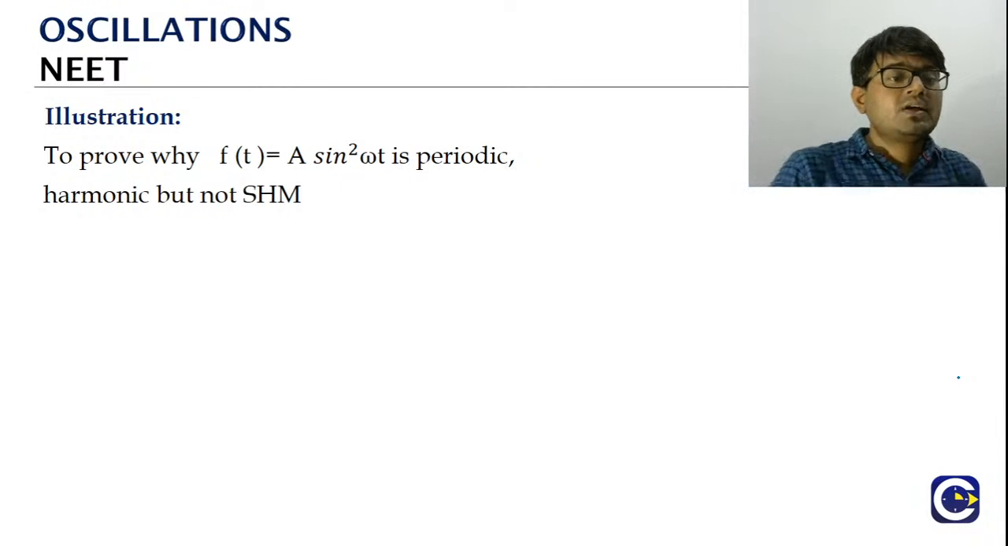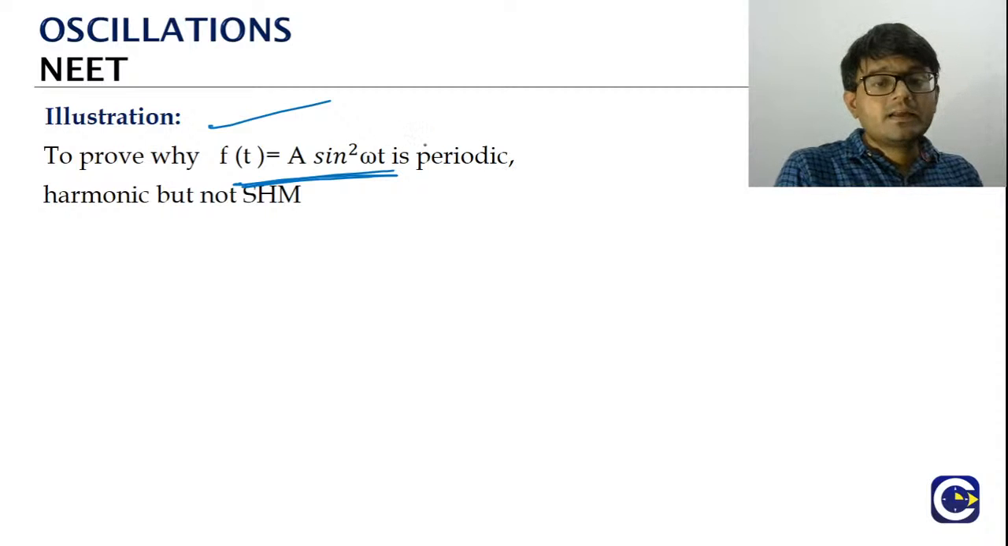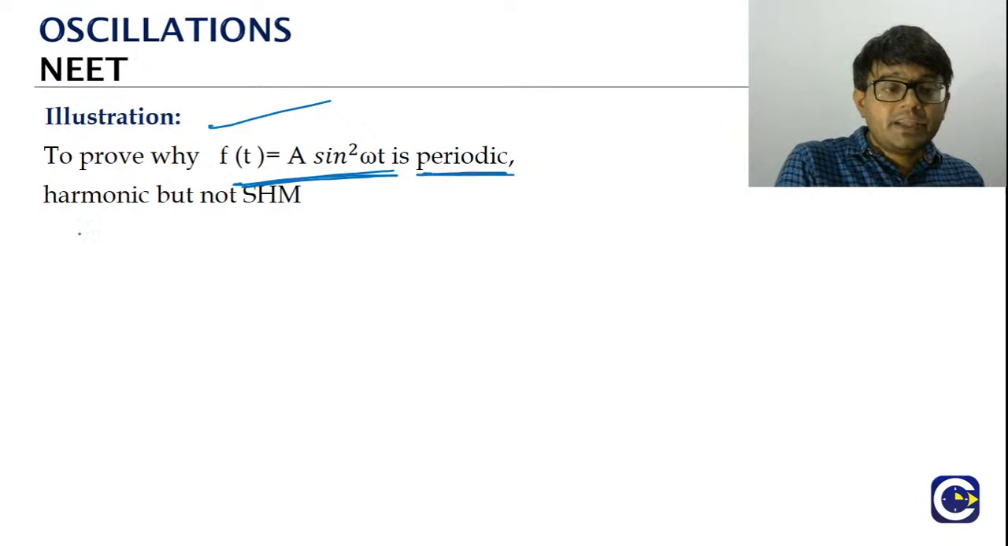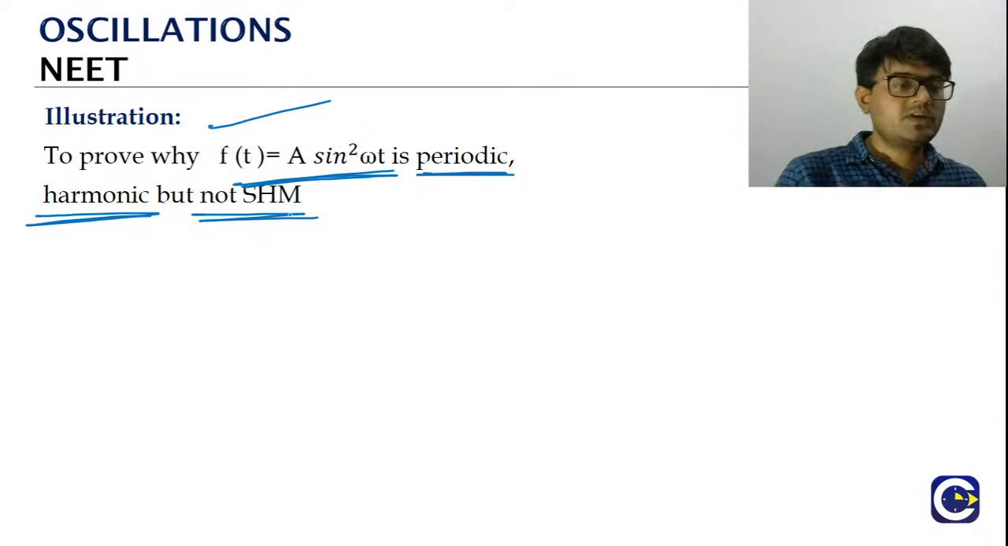Look here, what do we have? We are having a function with us. What is it? A sin square omega t, they are giving us a function. Here we have to prove why this function is periodic and harmonic but not SHM. The function they have given us is periodic and harmonic but not SHM. So how can we prove it?